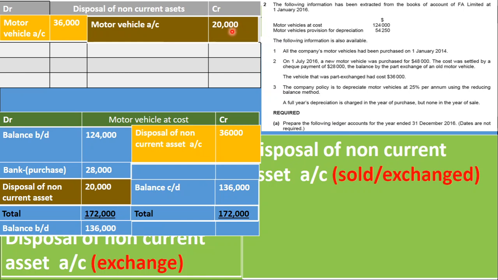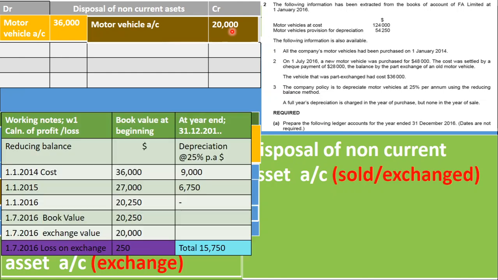Now we want to find out whether we have made profit or loss by doing so. So for that we need to see the working note, which is as follows. Yeah, this is how you prepare the working note. Working note W1, calculation of profit or loss on disposal of non-current asset. So the yellow vehicle, the yellow car was being exchanged, so we are trying to figure out whether we made profit or loss, and then we are adopting the reducing balance method. So here I have headings: book value at beginning, at year end, depreciation. This is the depreciation at year end, depreciation at the rate of 25% per annum.